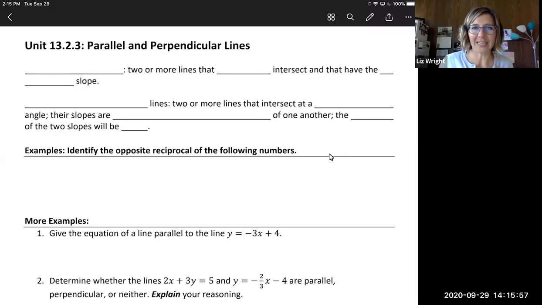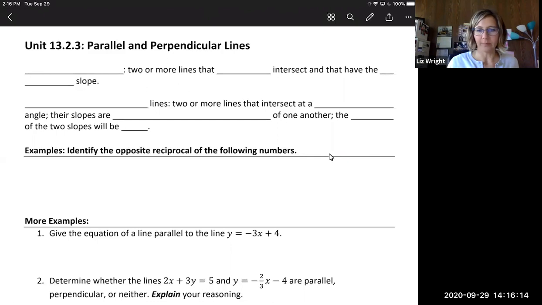Hi everybody. Today we are going to be working on 13.2.3 parallel and perpendicular lines. I need to get my little iPad set up going here and then we can get started.